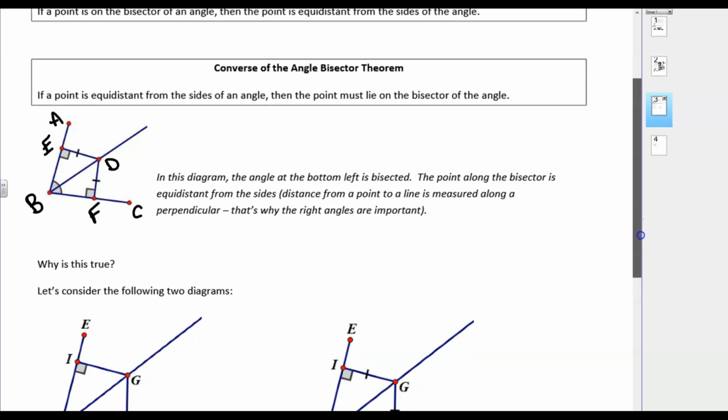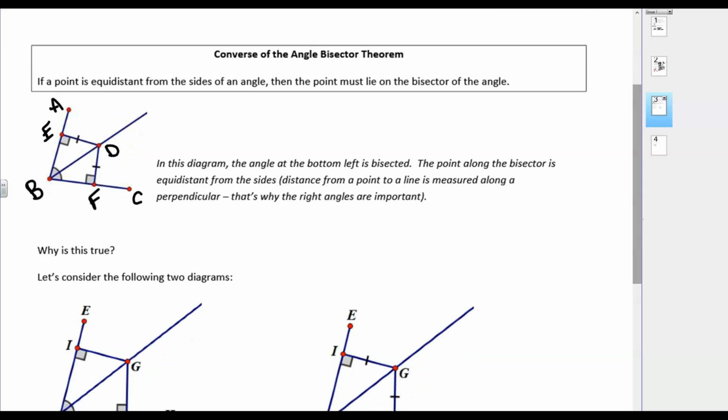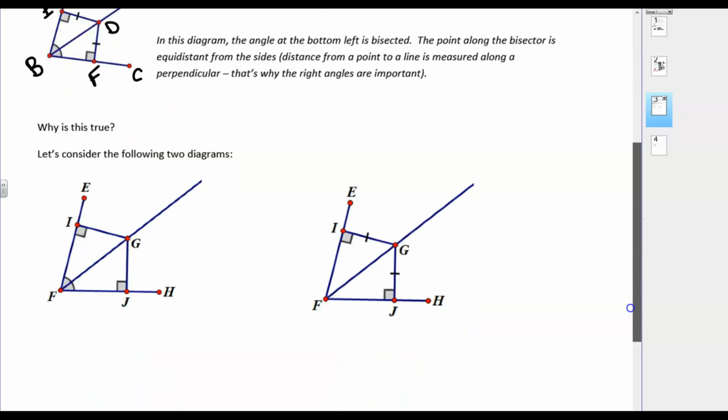Remember, guys, that the shortest line you can draw from any point to a segment is always the perpendicular line to that segment. So let's figure out why the angle bisector theorem works. Here, all I've got is that FG is the angle bisector, and that angle GIF and angle GJF are both 90 degrees. That's all I know.